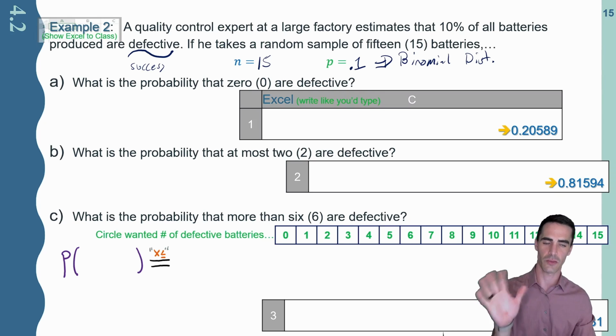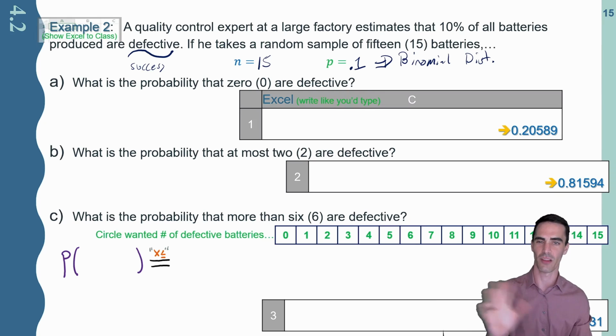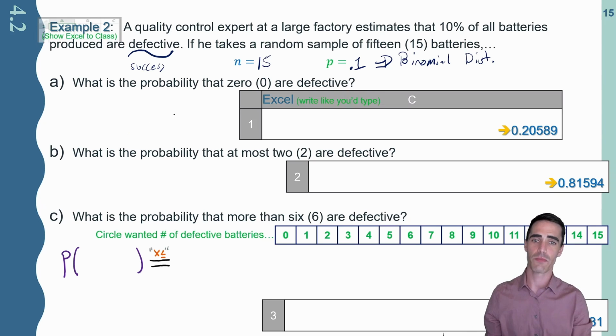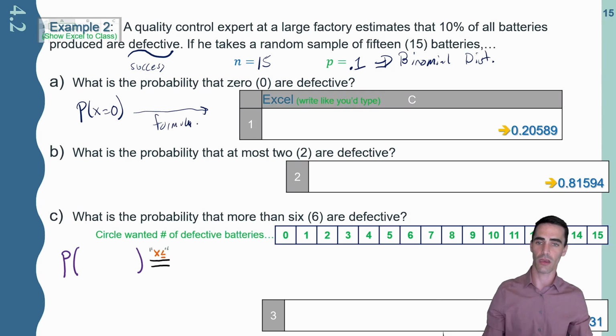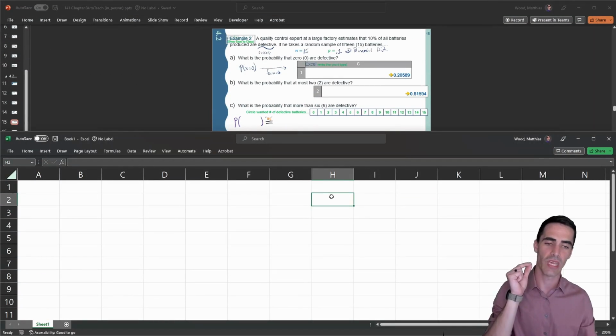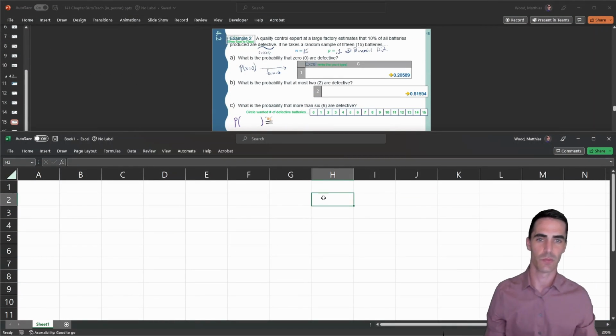For this example, as we do solutions, I'll pull up some Excel and we can see this in practice as well. The first one, what is the probability that 0 are defective? Before I whip out Excel, let's first write out the probability that we're interested in. Probability that x is equal to 0, because I want exactly 0 defective batteries. Once I have it in this form, well, hey, now we're good. We can look at our little formula cheat sheet and understand how to compute probability. So let me bring up Excel and we can have an accurate display here.